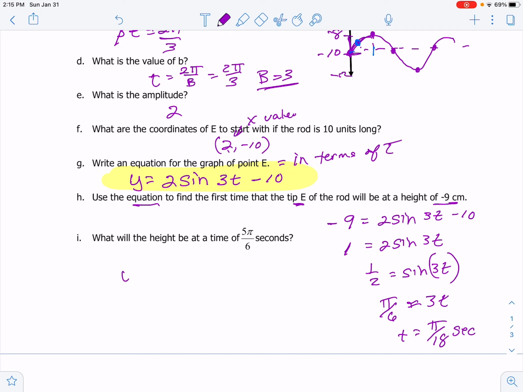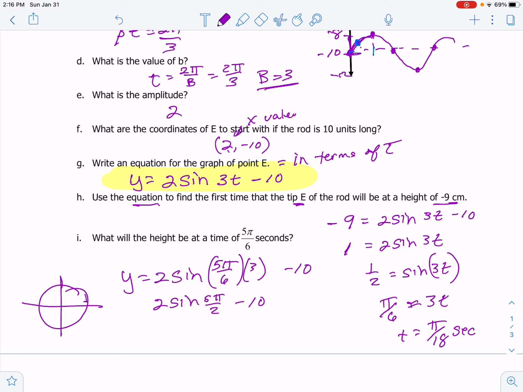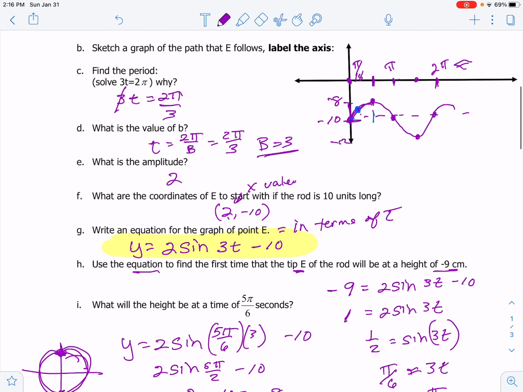So your equation is y equals 2 times the sine of 5 pi over 6 times 3 minus 10. So that becomes 2 times the sine of 5 pi over 2 minus 10. The sine of 5 pi over 2, well, where's 5 pi over 2? This is a half. This is 3 halves. This is 5 halves, so I'm right there. The sine is 1. So 2 times 1 is 2 minus 10 equals negative 8, which means it's back at the top of its peak up here at 5 pi over 6.